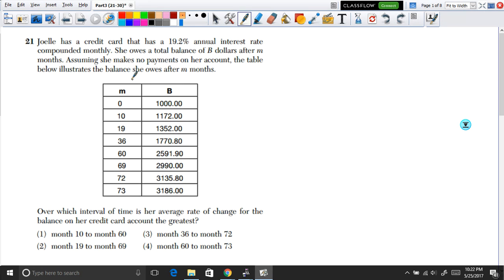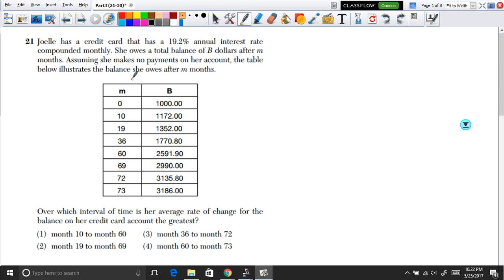It says, Joelle has a credit card that has a 19.2 annual interest rate compounded monthly. She owes a total balance of B dollars after a month. And we're going to assume that she makes no payments on her account. And it says that the table below illustrates pretty much the scenario that we have here.